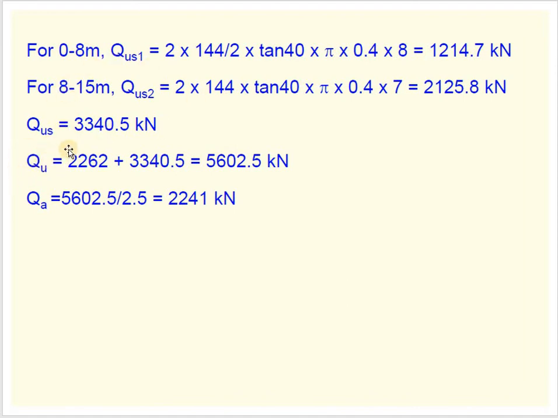Now the ultimate load QU is the end bearing resistance plus the friction resistance. You have it as 5602.5 kilonewton, and the safe load, I am denoting it as QA here. That safe load is this ultimate load divided by the factor of safety, that is 5602.5 by 2.5, which is 2241 kilonewton. So this is an important question usually asked for exams, to find the pile load capacity for a pile in cohesionless soil. Usually asked for up to 10 marks. So that is all about the piles in cohesionless soils.